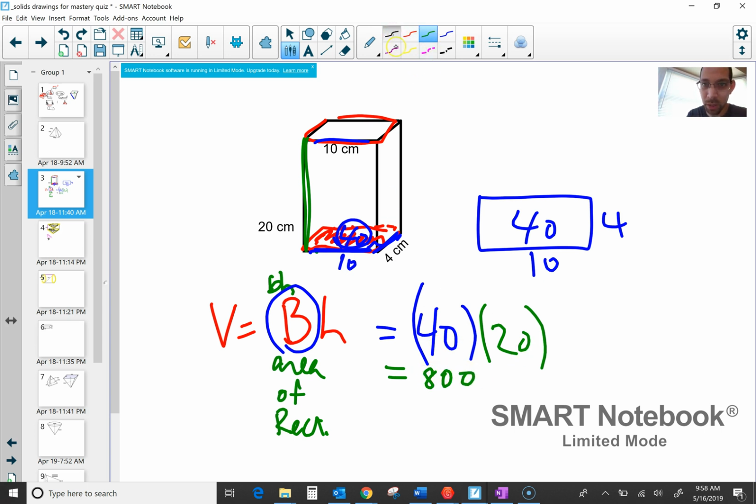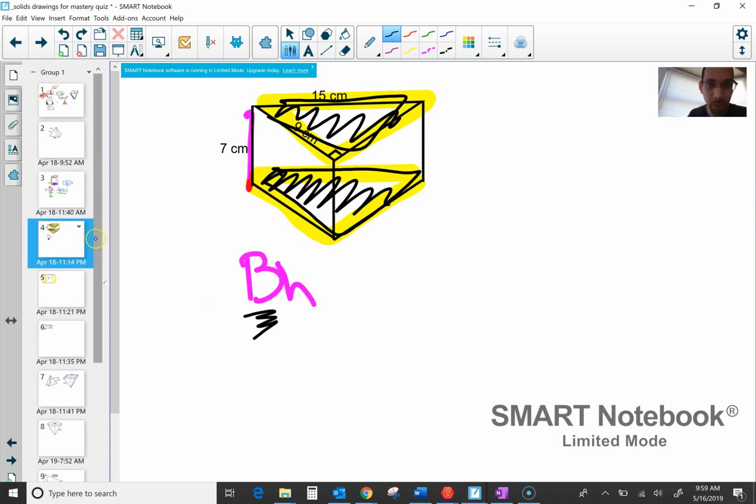Volume is always measured in units cubed or cubic units, so we put centimeters to the third power. Hopefully that makes a little bit of sense. Let's try one more. It's going to be a little bit more confusing, but once again, let me clear all the stuff off for you.